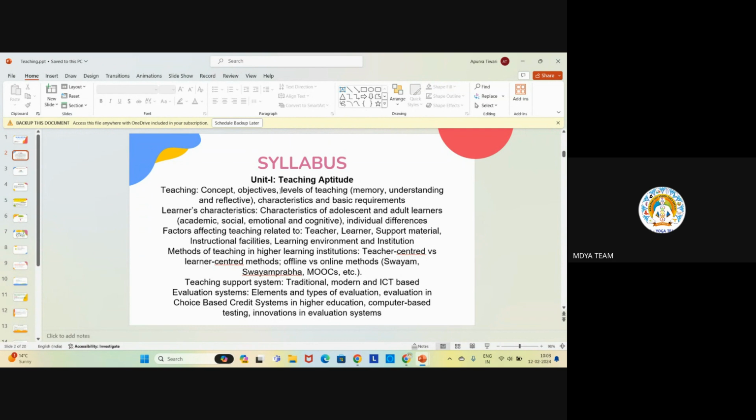We have completed this: teaching, concepts, objectives, levels of teaching. Memory, understanding, and reflective. And in the next class, we will see the characteristics, and I think we have dealt with the characteristics of teaching also, right? We have done the characteristics of good teaching. So this topic is almost completed. In the next class, we will see if there is some leftover. Otherwise, we will move to the learner's characteristics. Clear? Okay, ma'am.